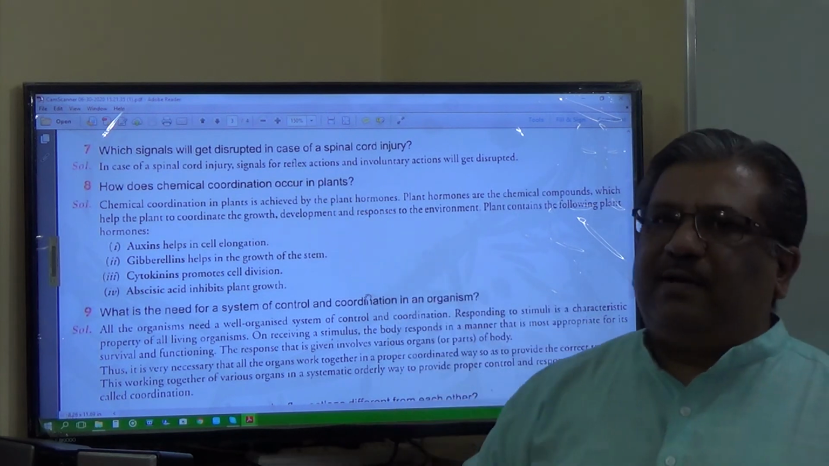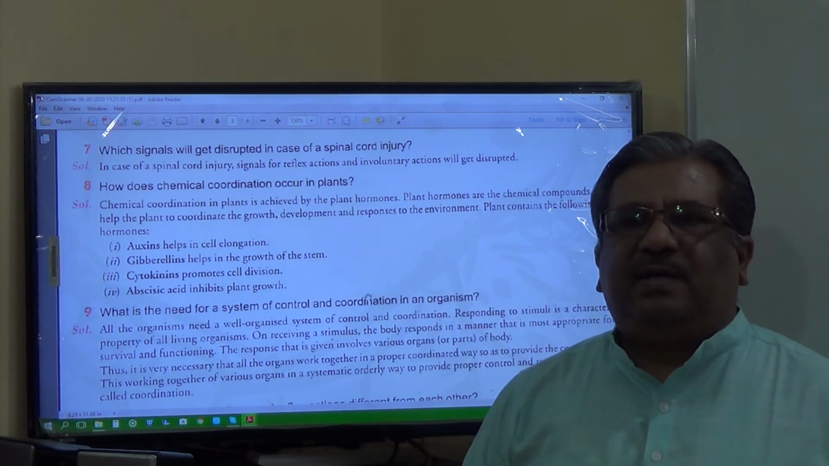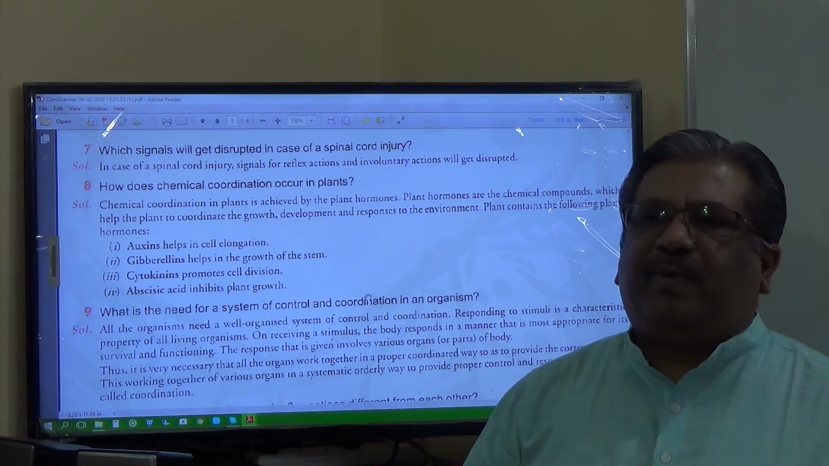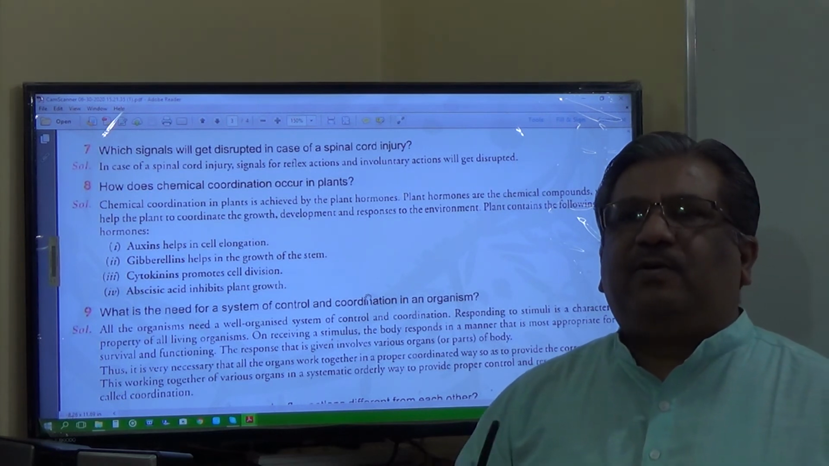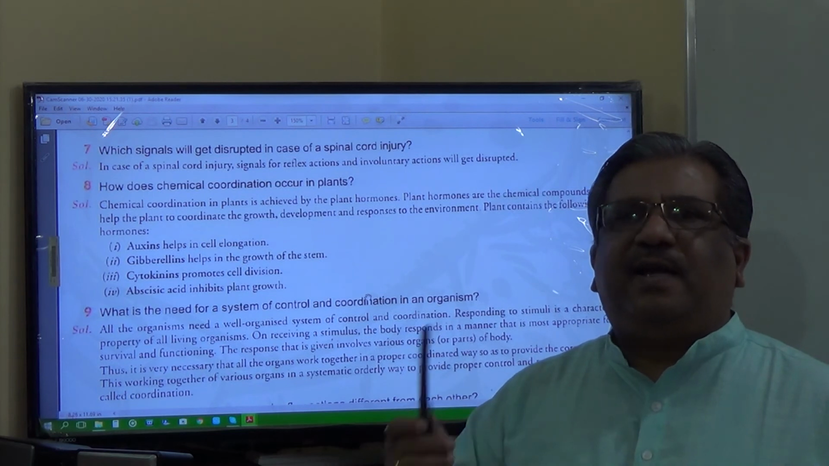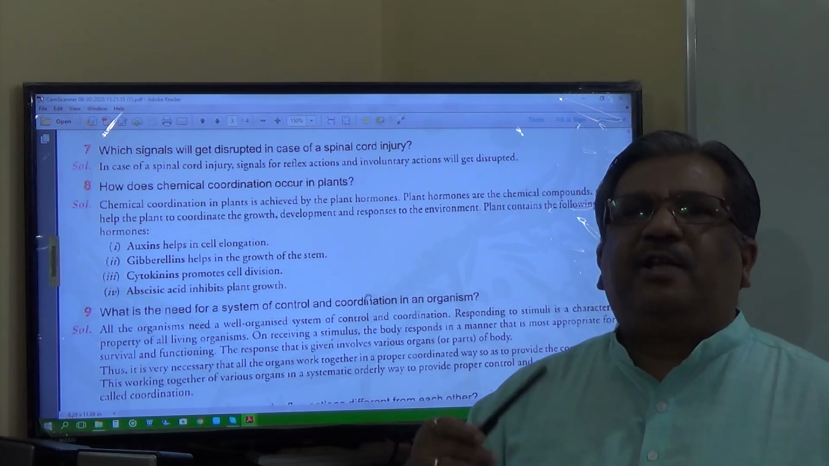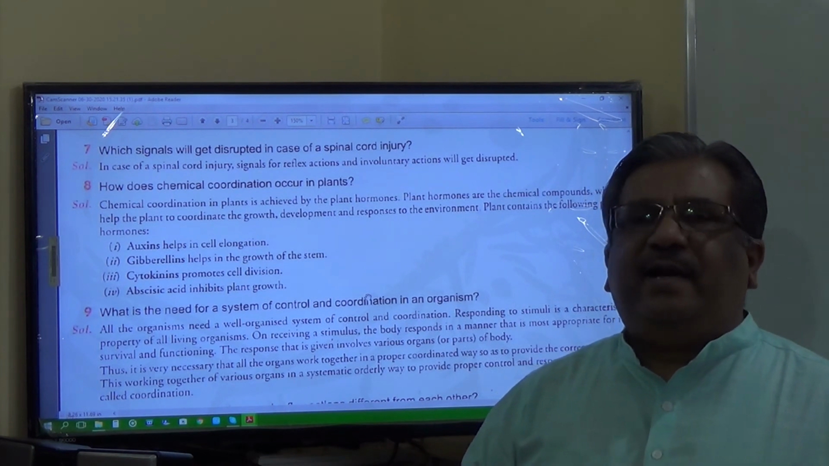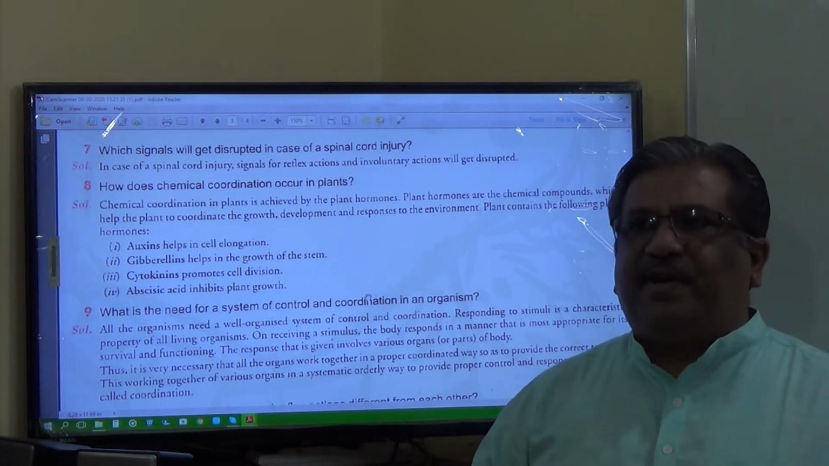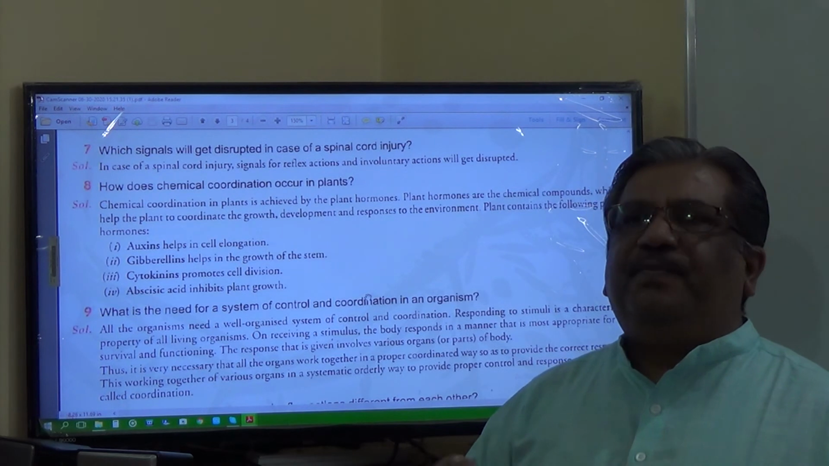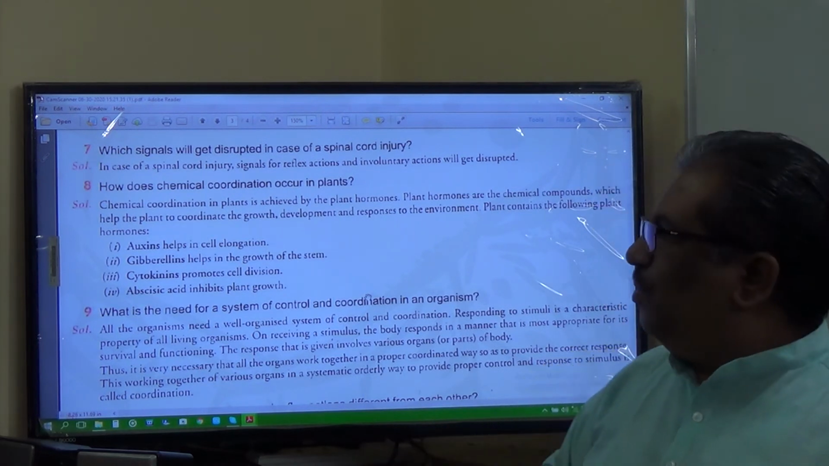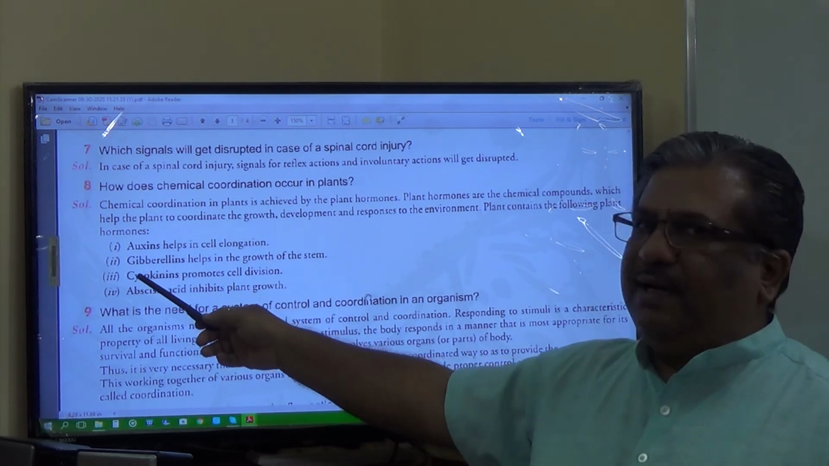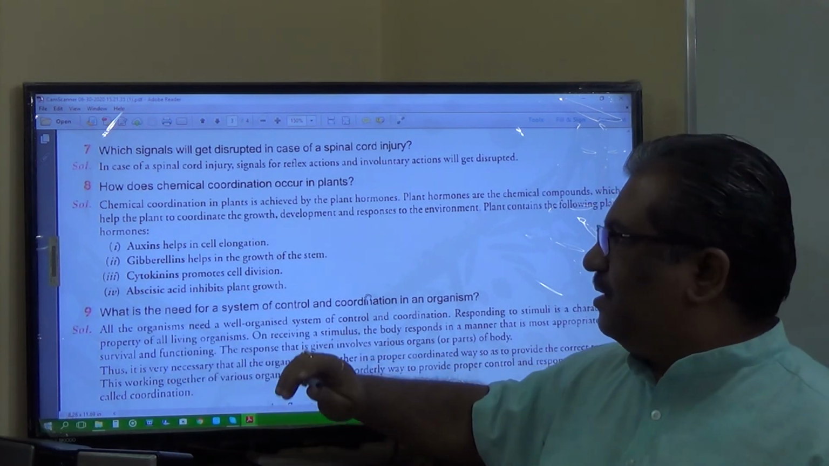Next question, how does chemical coordination occur in plants? In plants, chemical coordination is achieved by means of plant hormones, which are responsible for growth and development of particular regions of the plants in response to different stimuli such as light, water, gravitational force of the earth, touch, etc. The plant hormones are auxins, gibberellins, cytokinin and abscisic acid.